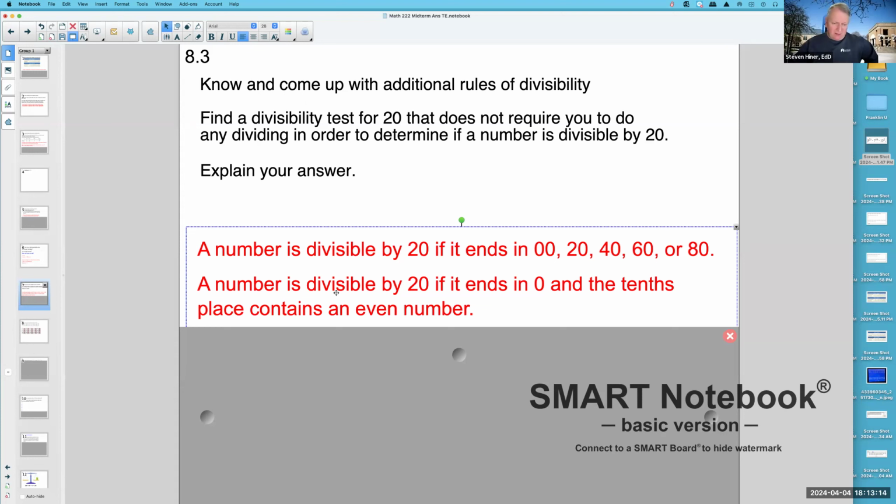But you can also say a number is divisible by 20 if it ends in 0 and the tens place contains an even number. Remember I said 0 is an even number? 0, 2, 4, 6, 8. I just thought of that. That's another way to say it, using that 0 is an even number. So either way, this will explain if a number is divisible by 20 or not.